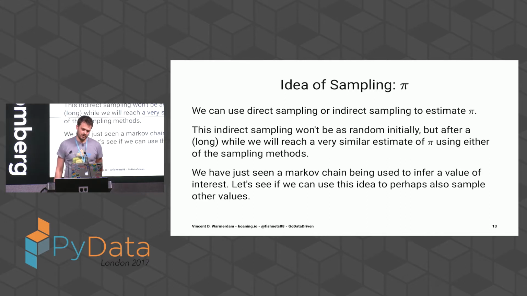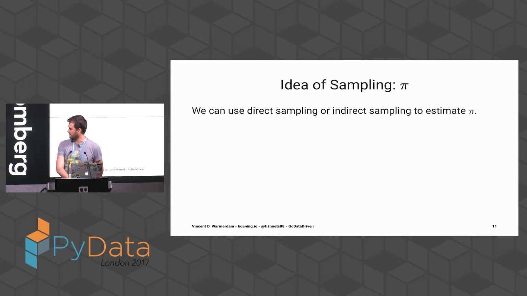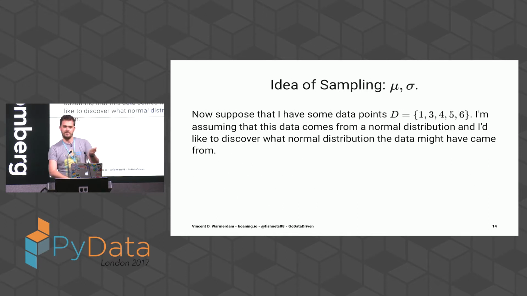So we've just seen a Markov chain being used to infer a value of interest. So let's see if we can maybe do this for other values, because this is an example with pi. Maybe let's start doing some more data science-y stuff instead. I hope the main concept is clear, though. We can use a Markov chain to get variables we want from interest.